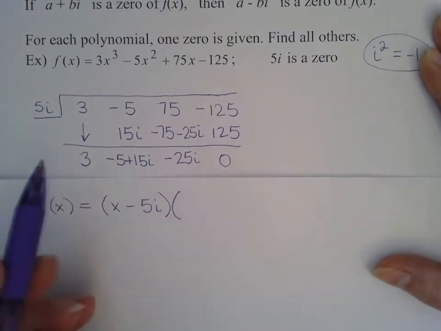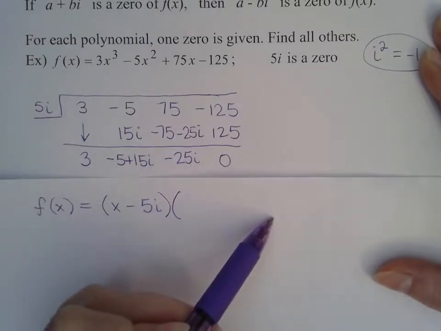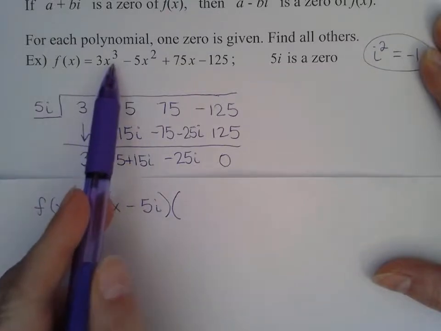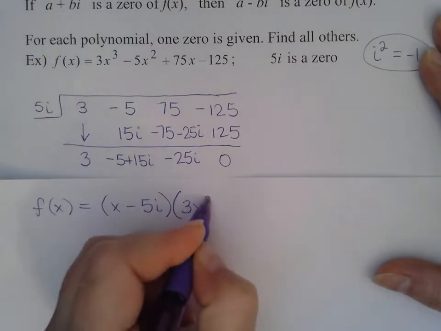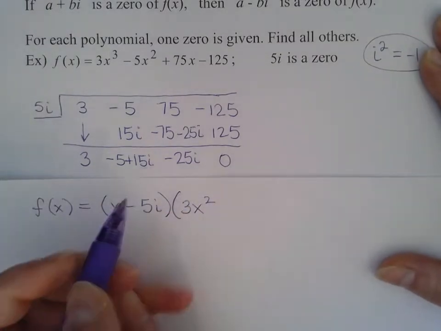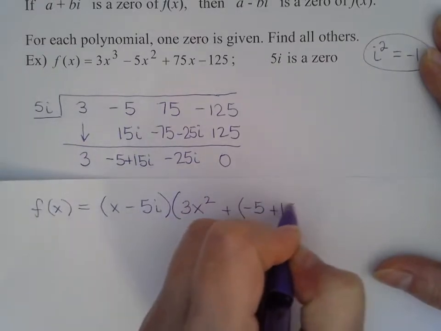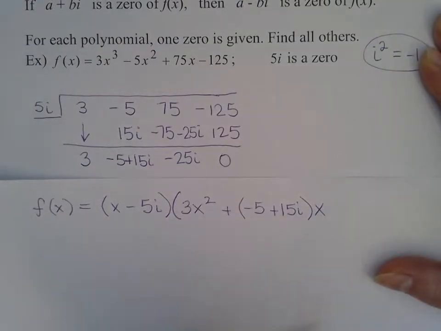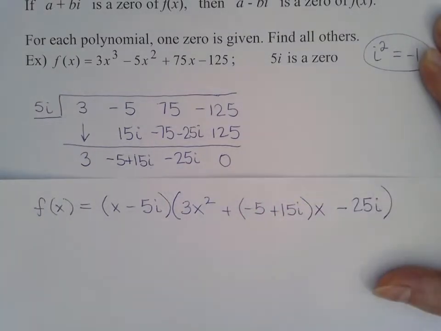And then these numbers down here at the bottom, remember, are coefficients for the polynomial that it multiplies. And the degree is less by 1. So it was x cubed. We divided by x to the first. So now we have 3x squared plus negative 5 plus 15i times x. That's the coefficient for x. And then minus 25i. Okay, that's a crazy polynomial.